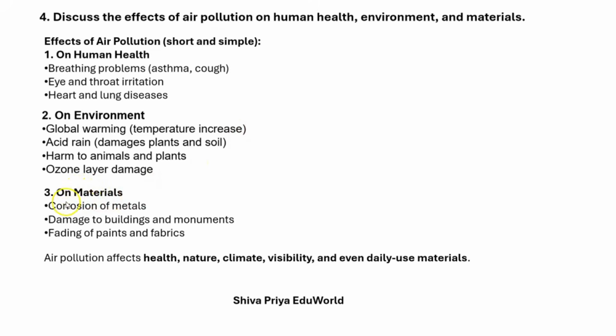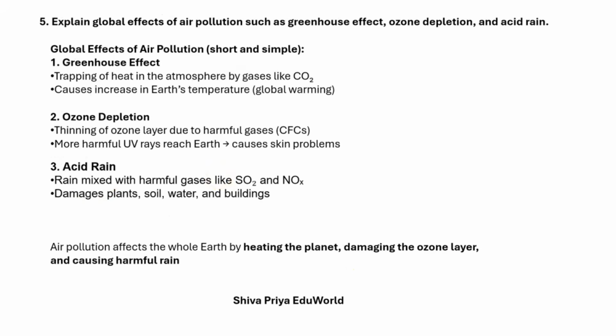On materials, let us see how it will affect materials. Corrosion of metals, damage to buildings. Here, acid rain: all of you know that acid rain has affected the Taj Mahal. Clear? And fading of paints and fabrics as well. These are all the effects of air pollution on human health, environment and materials. Air pollution affects the health, nature, climate, visibility and even daily use materials as well. Clear? Let us move to the fifth question.